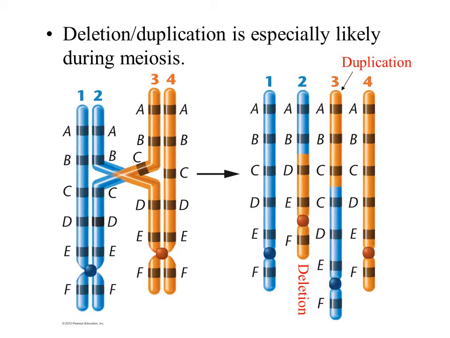So when that crossing over event occurred, some error occurred. And one of the genes was deleted off of chromosome 2, but it was added to chromosome 3. So whenever you have a deletion, you will also have a duplication. In that case, if the gamete that was formed had chromosome 1 in it, you would be normal. If it had chromosome 4, you would be normal. But if it has either 2 or 3, something is wrong.